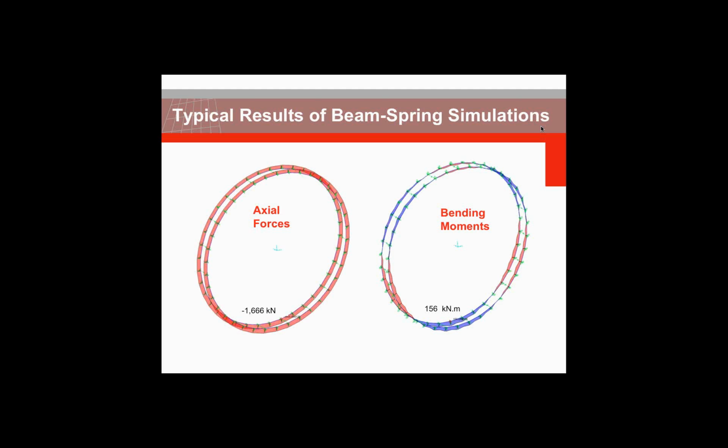Here you can see typical results using beam spring simulation for, again, a large diameter tunnel. Results are very similar to the elastic equation method. Axial force again does not change significantly around the perimeter of the tunnel, and of course bending moment changes from 0 in some cases to high values of 156 kN/m.